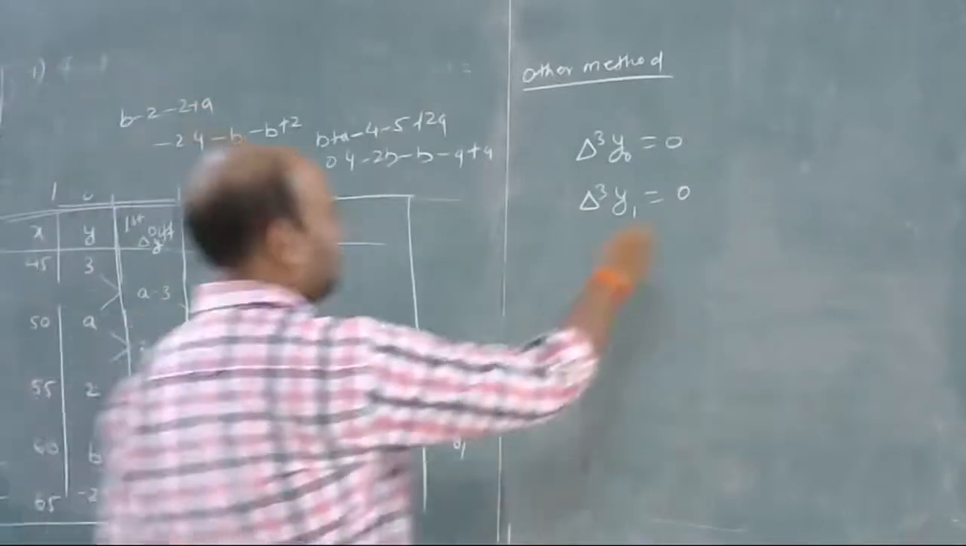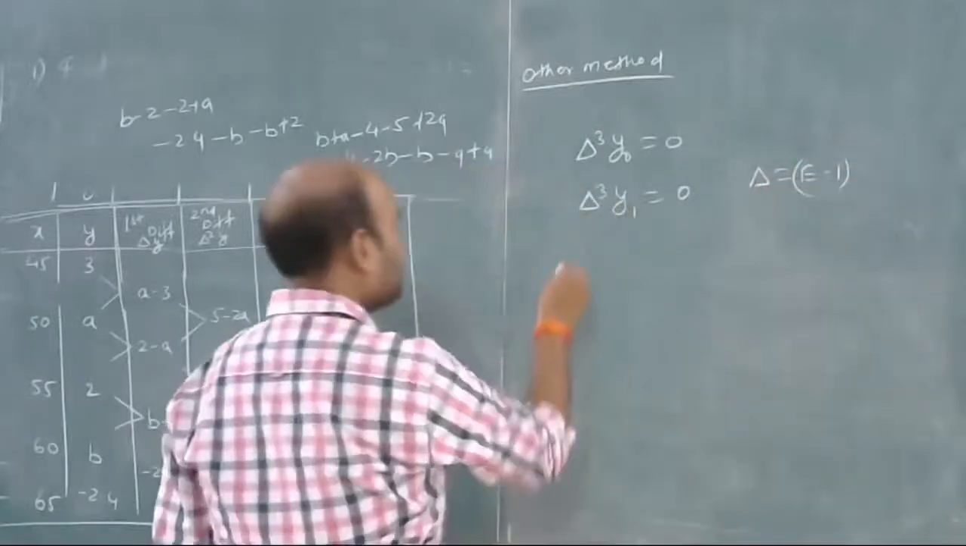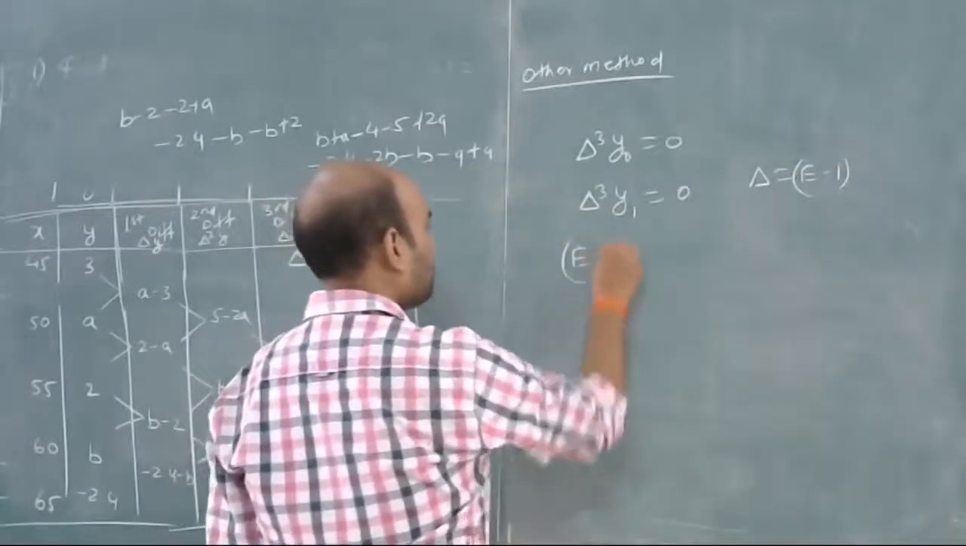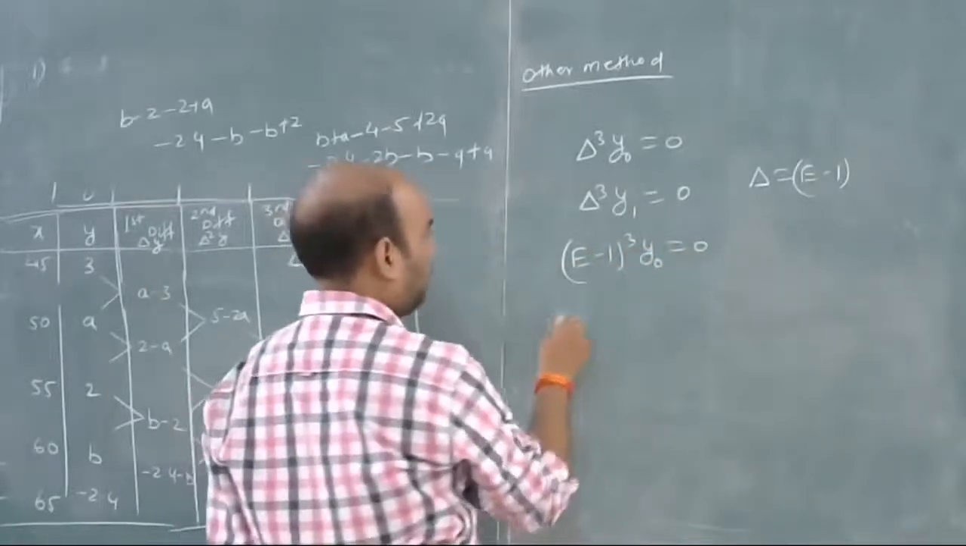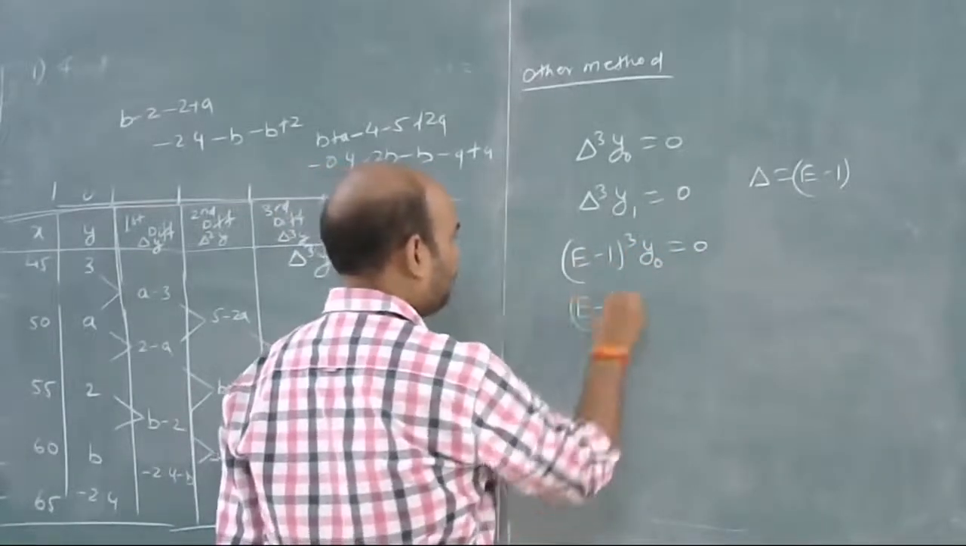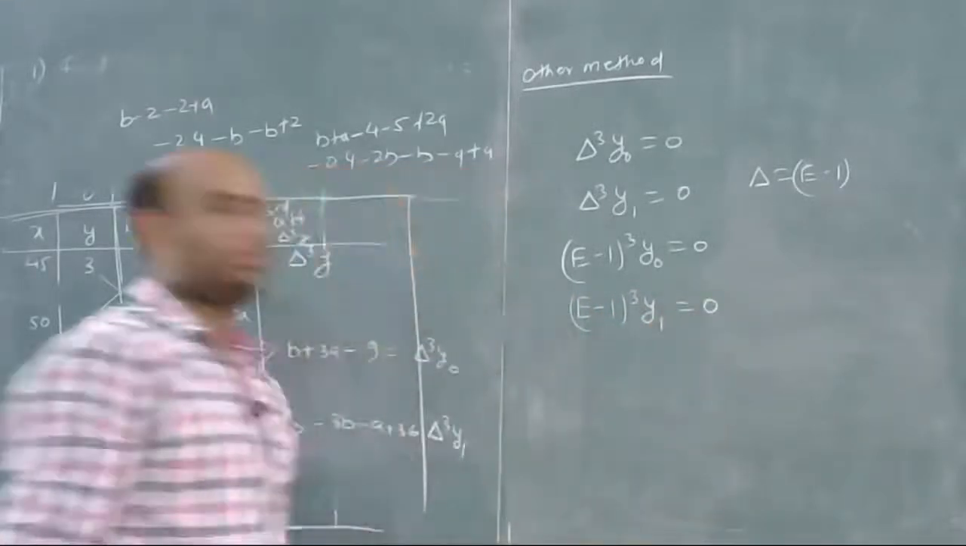So what is del? We have derived here. So del is E minus 1, so this will be (E minus 1) cube. y naught is equal to 0 and del minus 1 cube y1 is equal to 0.